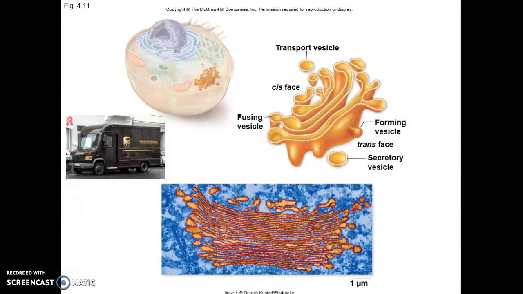Okay, so Golgis are responsible for modifying, kind of changing those packages a little bit, repackaging it, and then transporting it somewhere that it's needed throughout the rest of the cell. So Golgis, think about those like your UPS truck.